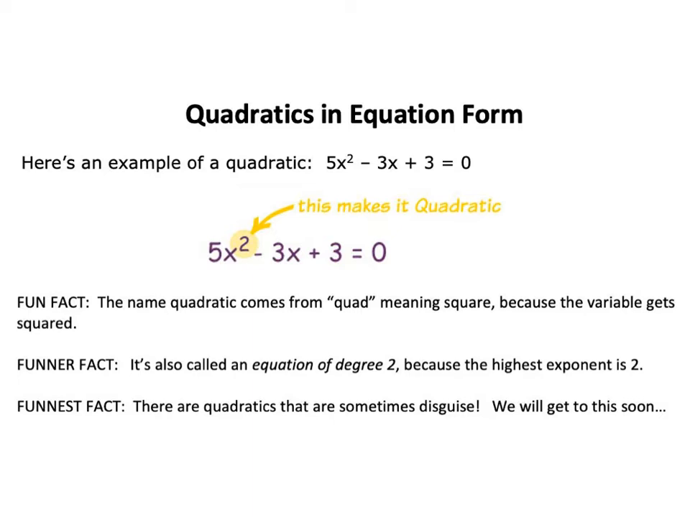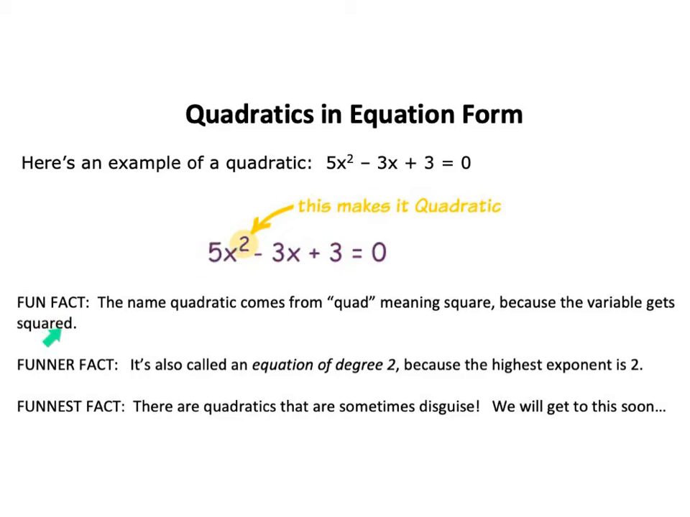In equation form, quadratics have a squared term. Here's an example of a quadratic: 5x squared minus 3x plus 3 equals 0 is a quadratic equation. And it's this x to the second power that makes it quadratic.